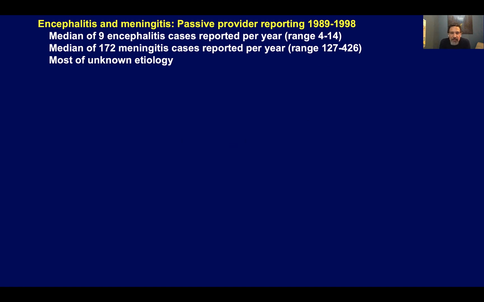This slide shows the temporal trends, just to give you an idea. Encephalitis and meningitis are reportable in New York City, and are tracked through passive provider reporting. Over the 10-year period leading up to 1999, there was a median of about 9 encephalitis cases reported in the city every year, and about 172 cases of meningitis reported every year. Most of these did not have a specific cause identified. Maybe they knew it was a viral infection, but not necessarily which virus.